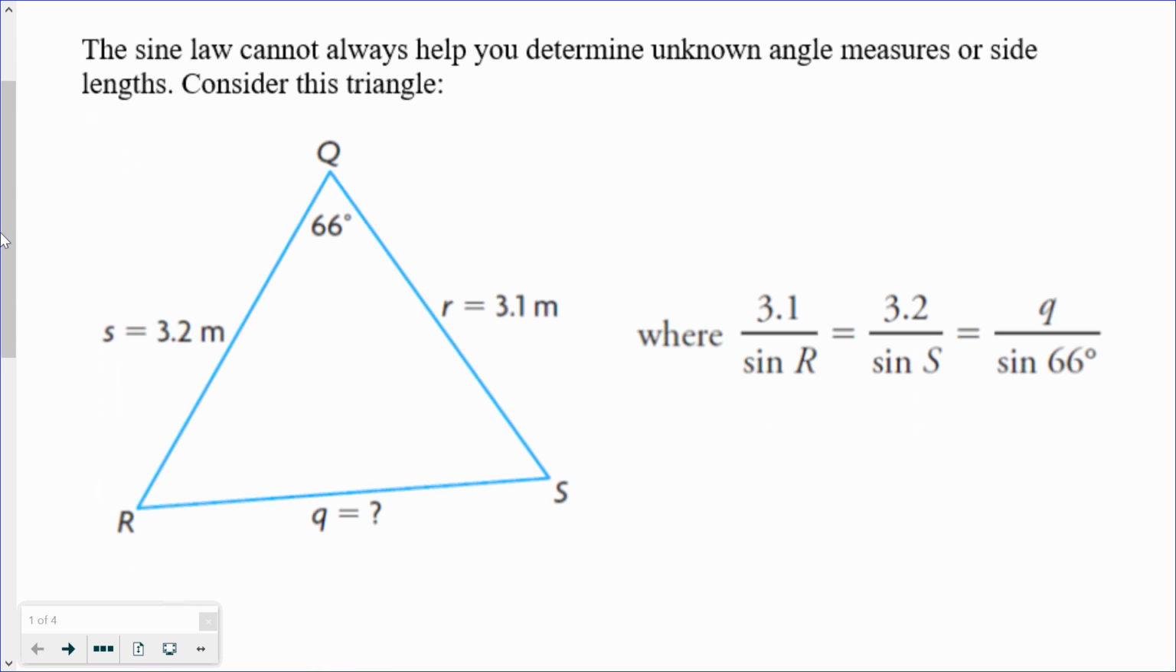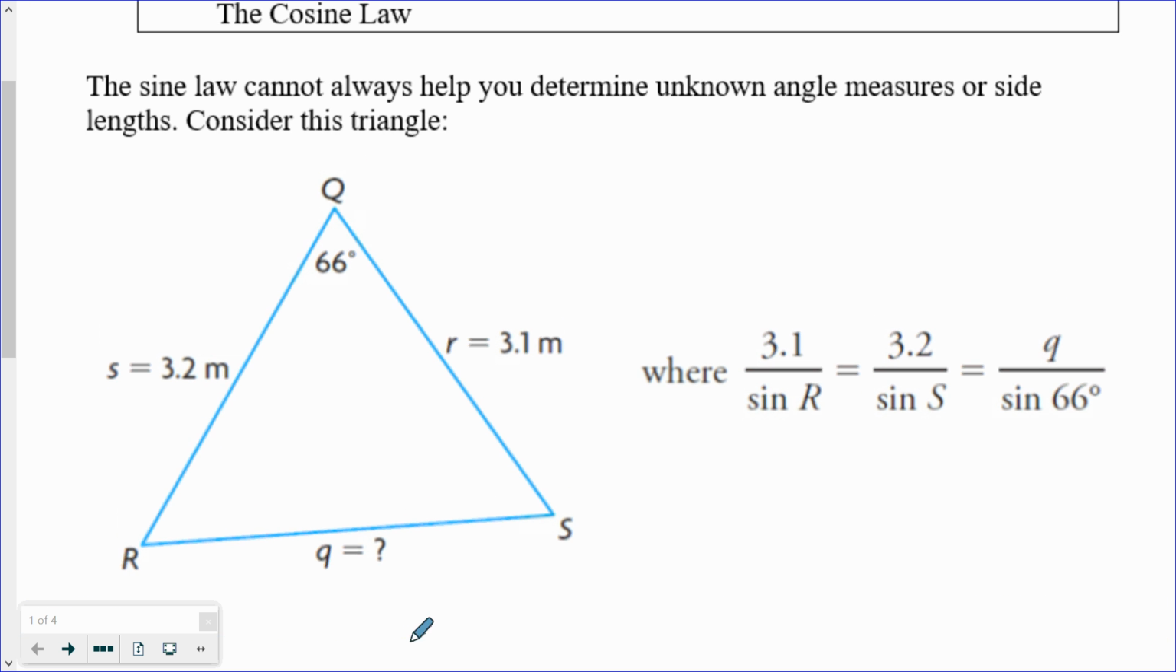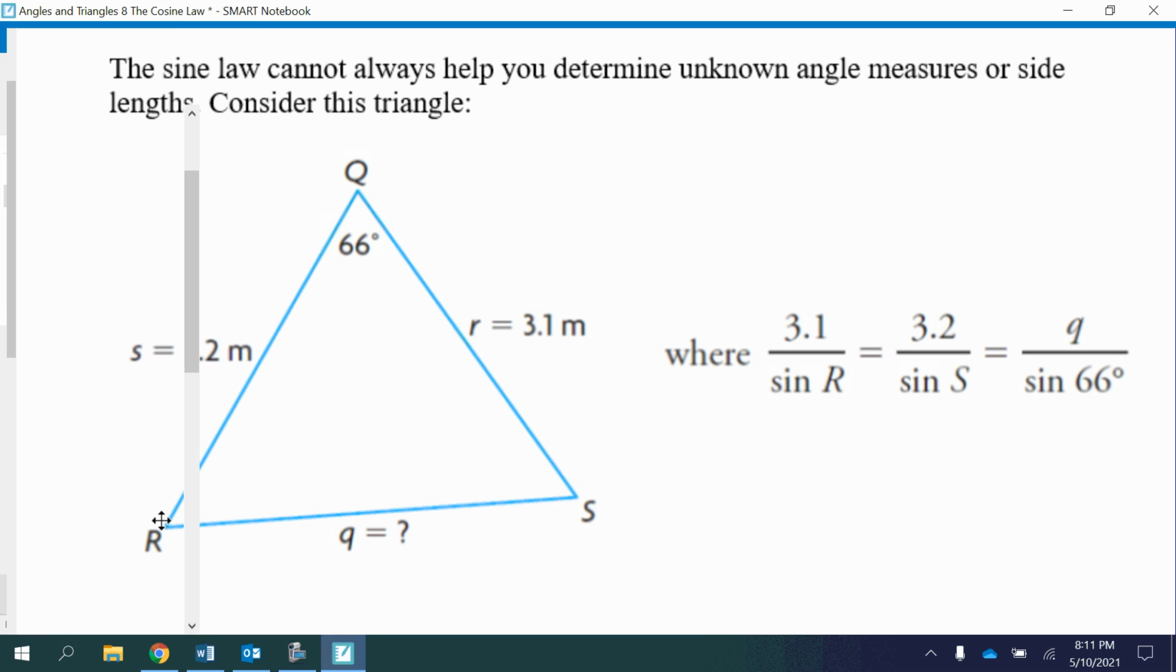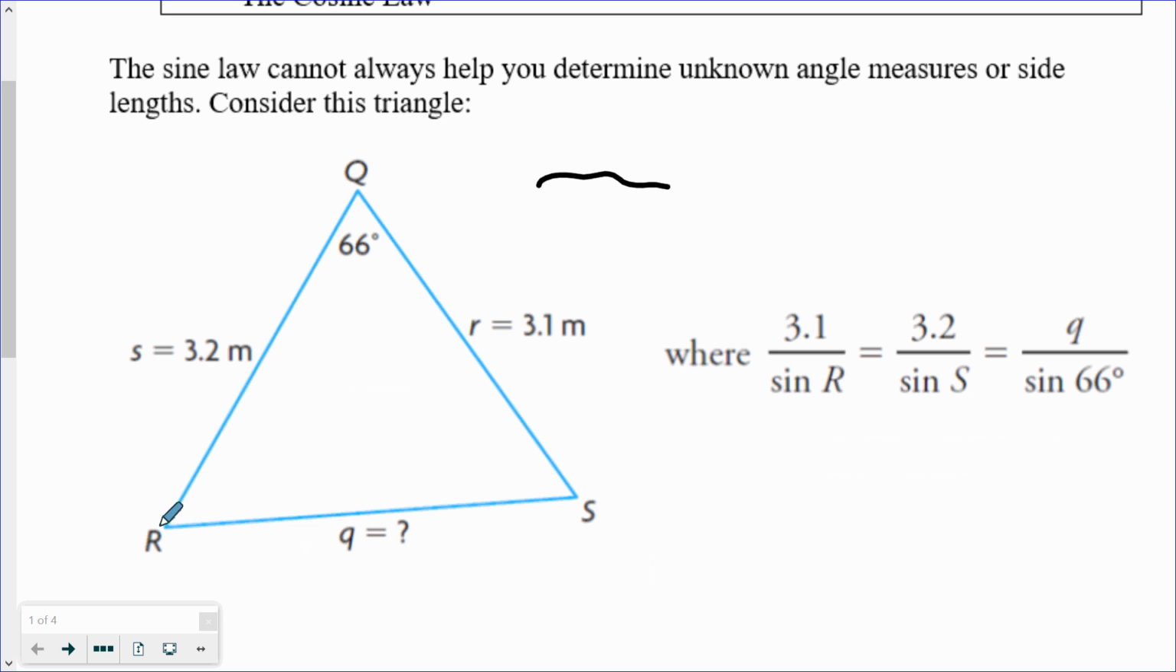So triangle QRS. Why is it not letting me write? There we go. So QRS.